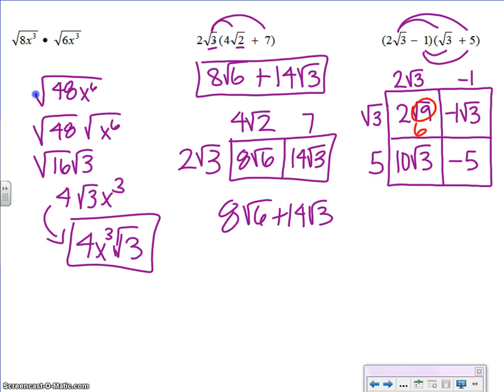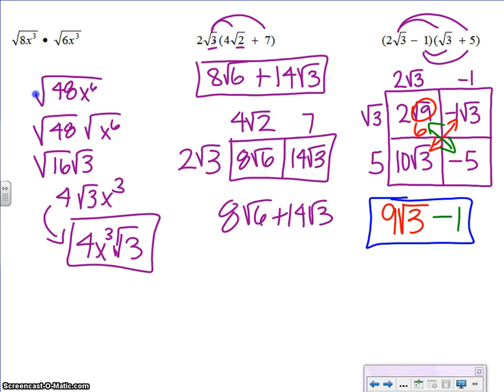And then we can combine our like terms. So 10 root 3 minus 1 root 3 is 9 root 3. And then our other like terms are these right here, 6 and negative 5. That'll combine to be negative 1. So here we have our solution as 9 root 3 minus 1.